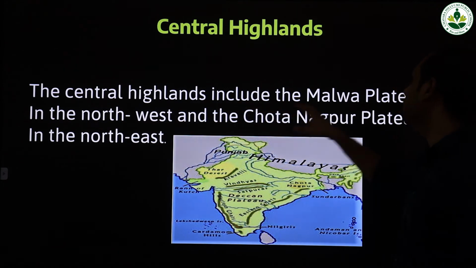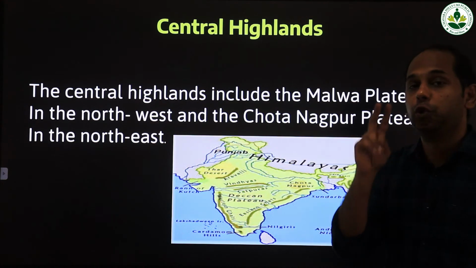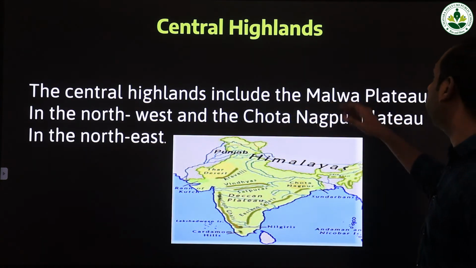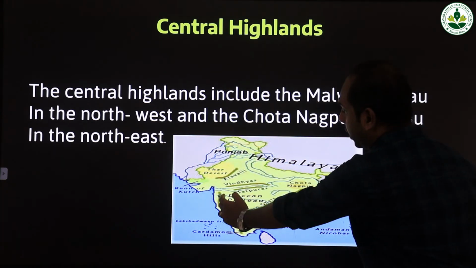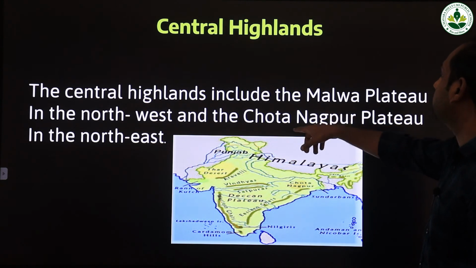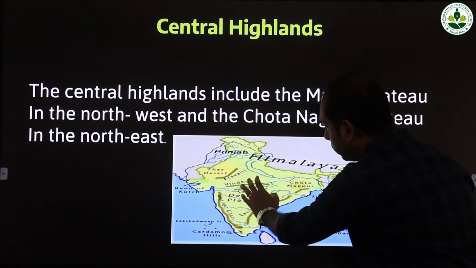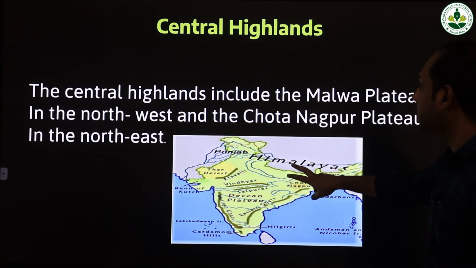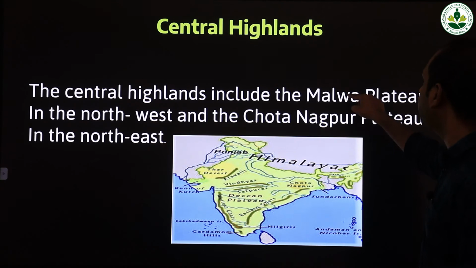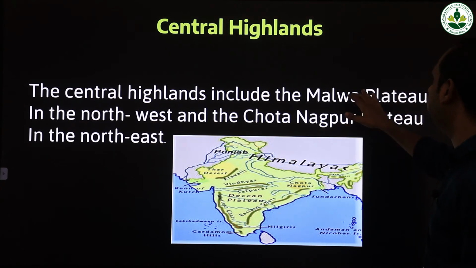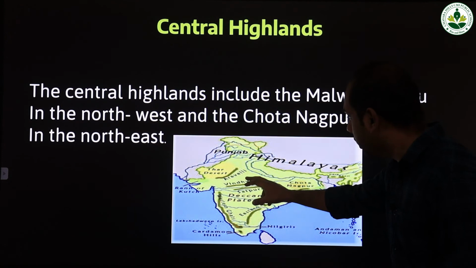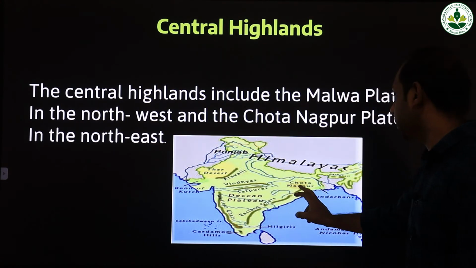The Central Highlands include the Malwa Plateau in the northwest and the Chota Nagpur Plateau in the northeast. So there are two other plateaus in the Central Highlands. Which are those? The Malwa Plateau, which is located in the northwest side of the Central Highlands, and the Chota Nagpur Plateau, which is located in the northeast side of the Central Highlands. So those are the main features of the Central Highlands.